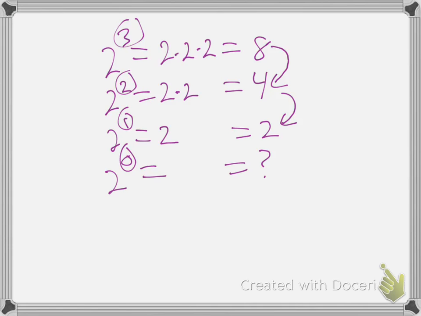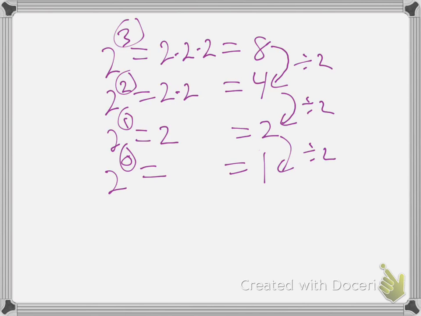Look at the pattern. How does 8 become 4? What do you got to do to 8 to make it 4? What's happening to those numbers every time? They're all dividing by 2, aren't they? Divide by 2, divide by 2. So do it again. 2 divided by 2? There it is. That's the pattern. It's exactly what it is.